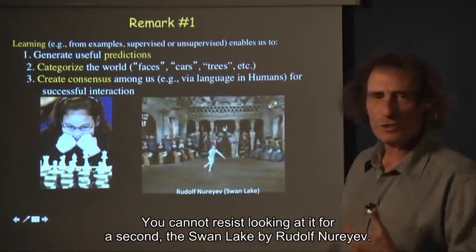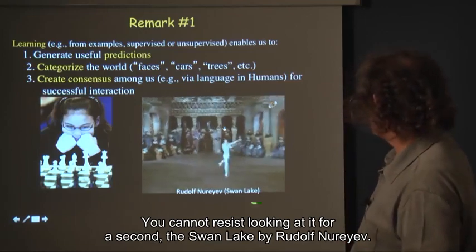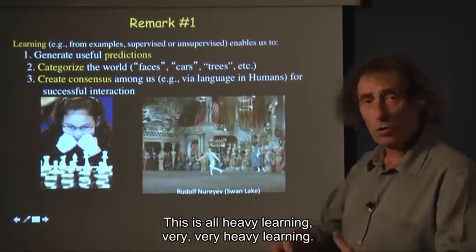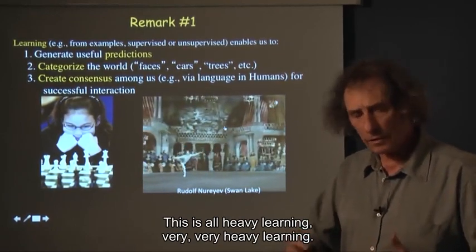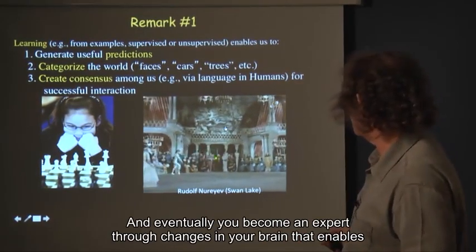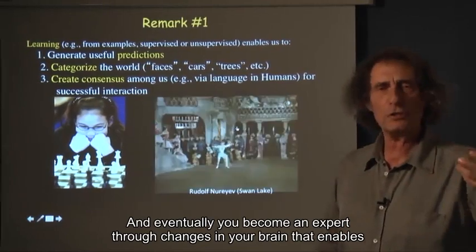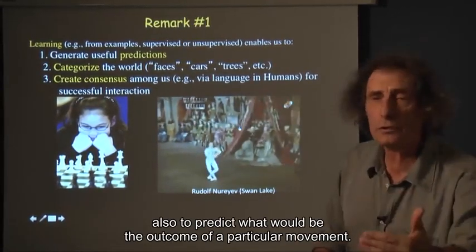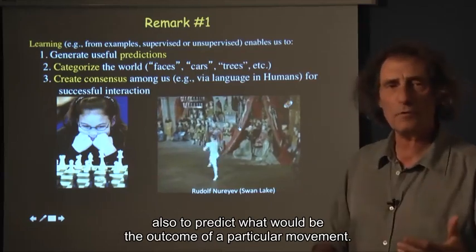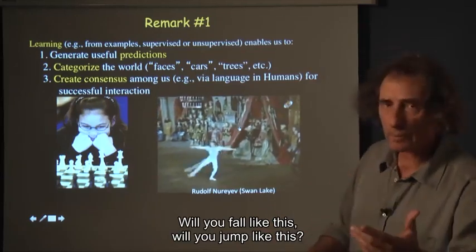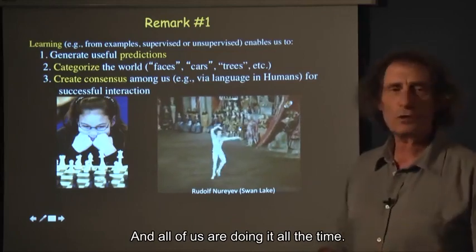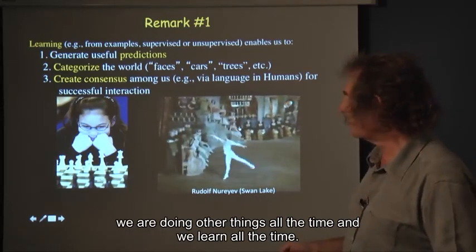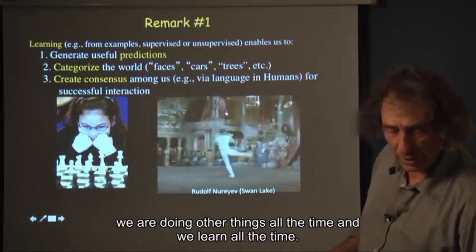You cannot resist looking at it for a second, Swan Lake by Rudolf Nureyev. So this is all very heavy learning, and eventually you become an expert through changes in your brain that enable you not only to perform so well, but also to predict what will be the outcome of a particular movement. Will you fall like this? Will you jump like this? And all of us are doing it all the time. We are not dancers like Nureyev, but we are doing other things all the time, and we learn all the time.